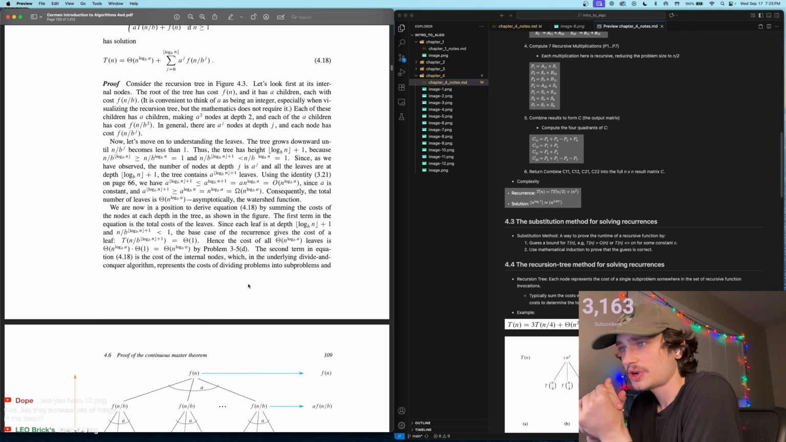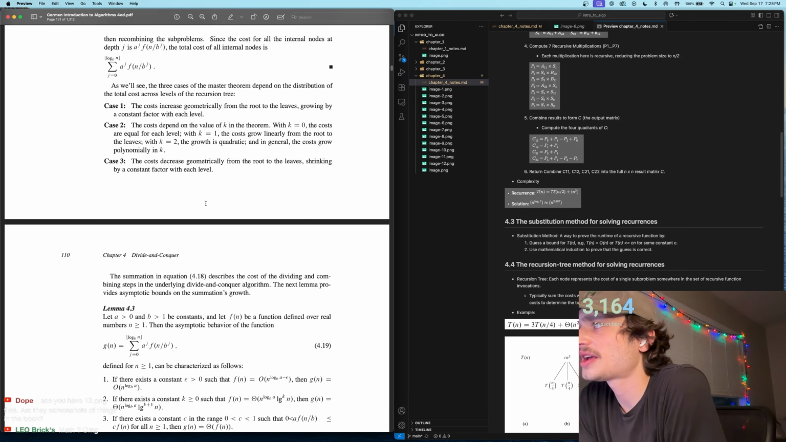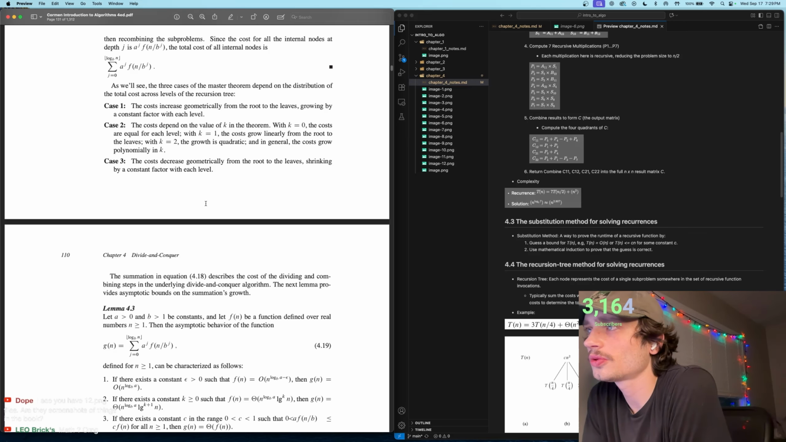The second term in equation 4.18 is the cost of the internal nodes, which, in the underlying divide and conquer algorithm, represents the costs of dividing problems into subproblems. As we'll see, the three cases of the master theorem depend on the distribution of the total cost across levels of the recursion tree. Case 1: the costs increase geometrically from the root to the leaves, growing by a constant factor with each level.